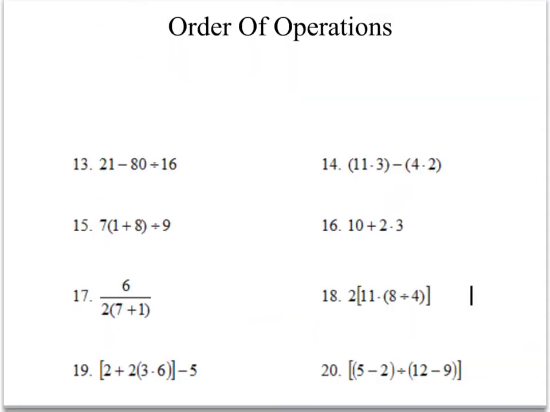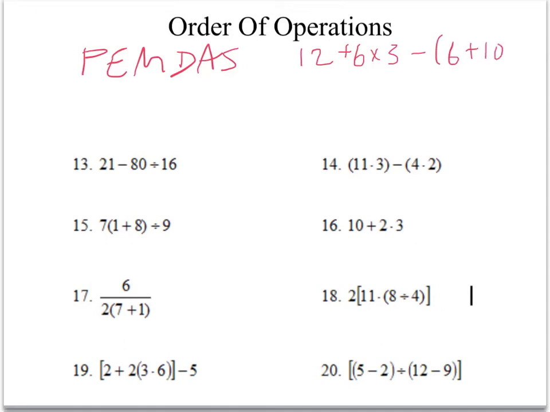Next up we have order of operations. Remember what we talked about when we did order of operations was PEMDAS. Our acronym stands for parentheses, exponents, multiplication, division, add, and subtract in that order. So as an example, let's take a look at something like 12 plus 6 times 3 minus the quantity 6 plus 10. We want to simplify that.